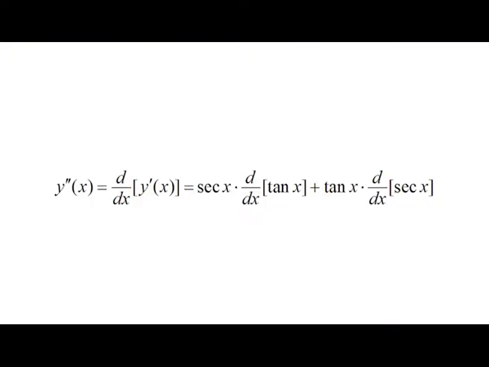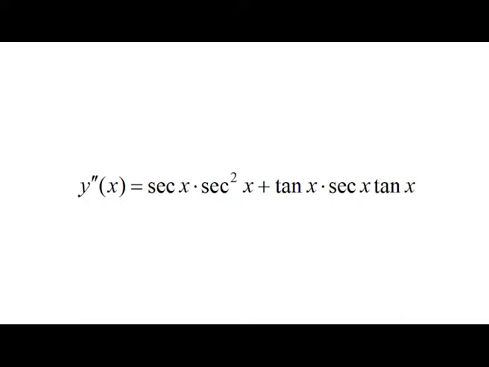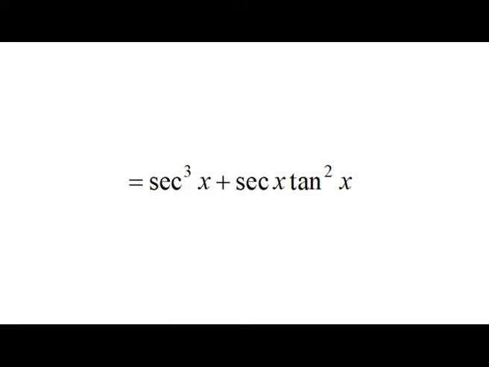By applying the product rule of differentiation, the above gives y2 dash of x equals d by dx of y dash of x equals sec x into d by dx of tan x plus tan x into d by dx of sec x. That is, y2 dash of x equals sec x into sec square x plus tan x into sec x into tan x, same as sec cube x plus sec x into tan square x.